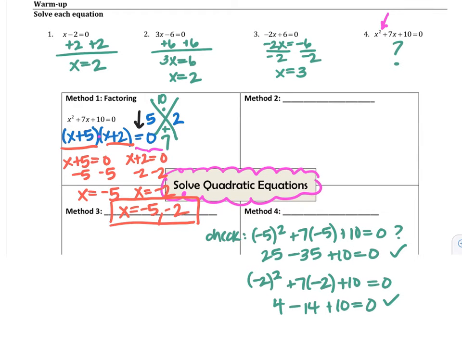You don't have to check it every time, but I just wanted you to see what it actually means to be a solution, right? It means when I plug in negative 5 and negative 2 for the value of x, the left side equals the right side.